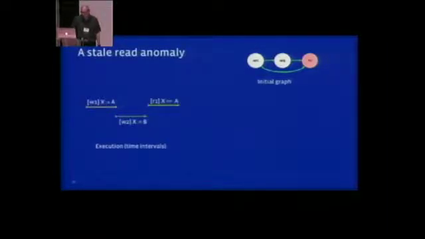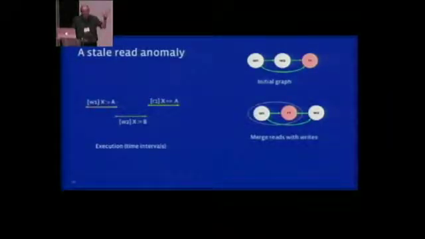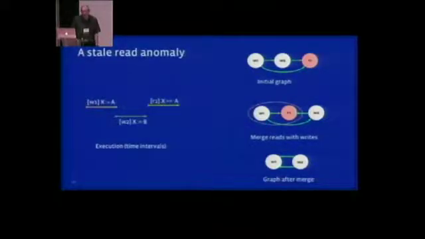The way that we do this is we associate the read node with the write node it read from. So this has the same edges, but now it's closer together. Now we collapse the read and write nodes, and as a consequence, we get a cycle in our graph. And that's how we detect stale read anomalies.